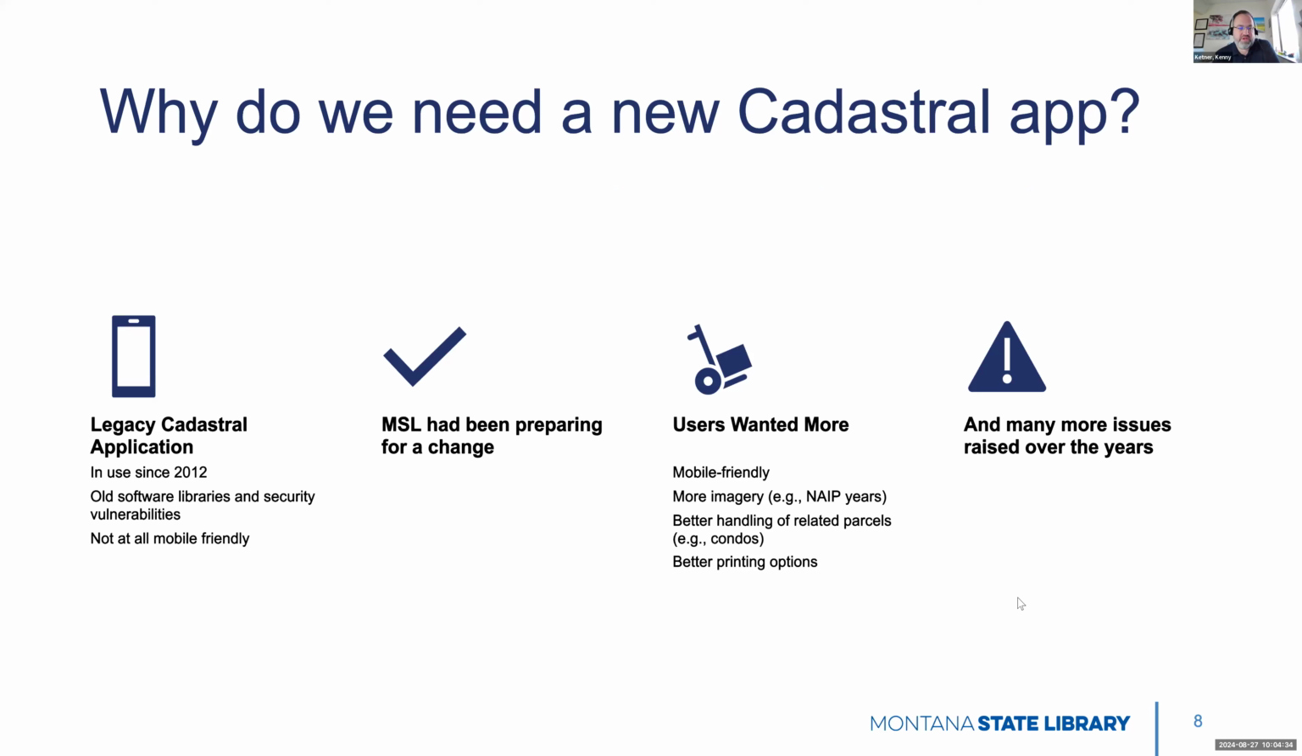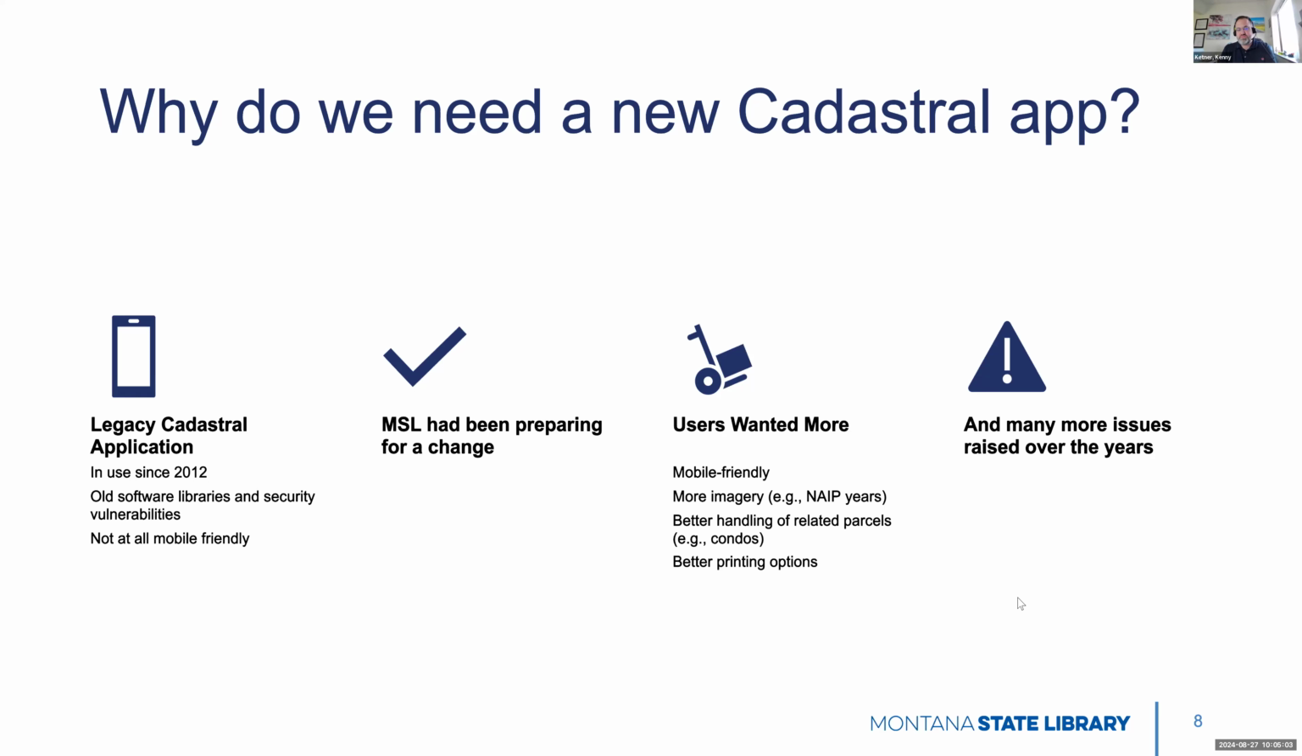Why did we need a new one? I mentioned the old application was starting to show its age. Increasingly, we also had a lot of demand for mobile use, and so the new site is mobile friendly. It's built that way. We'd been preparing internally for a change, updating some behind the scenes data service things to make it possible to change. That work took about a year, and then the work on the application took about another year on top of that.